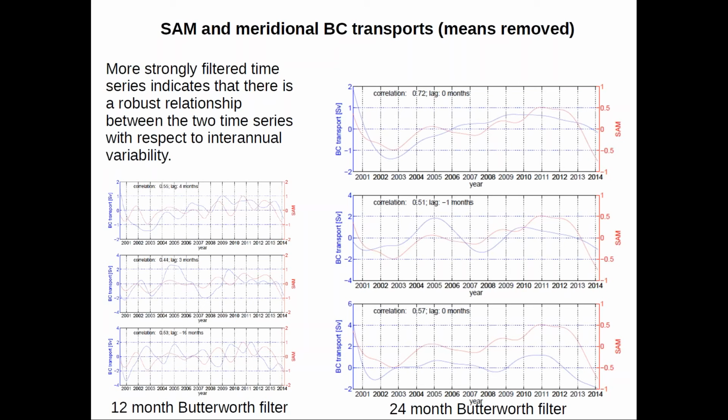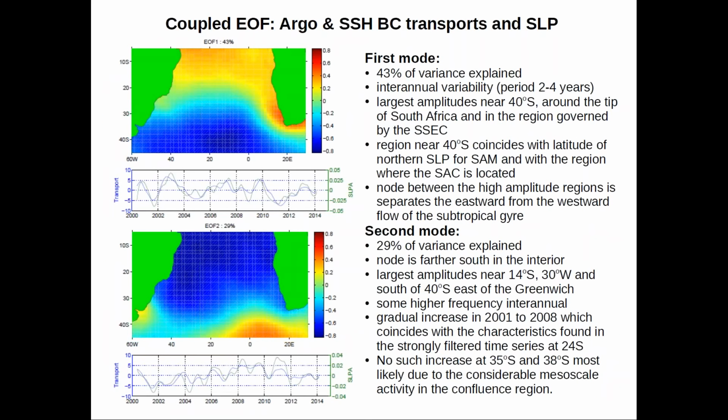And at least especially at 24 south, where the influence of the confluence is not there, you see a trend from 2002 about until 2011, where both the SAM and the Brazil current transport increase. And so that I thought is pretty neat. And then I thought, well, let's look a little bit more at this. And that comes later. And then I did a coupled EOF.